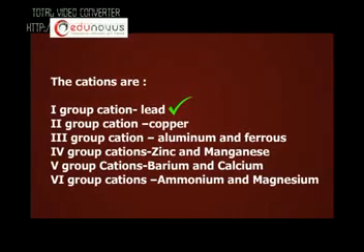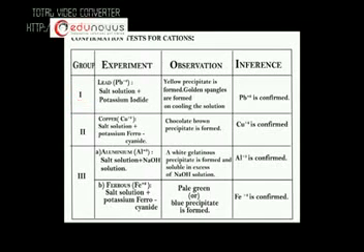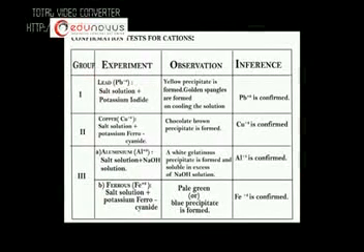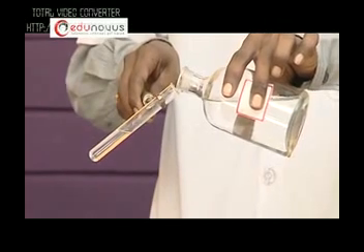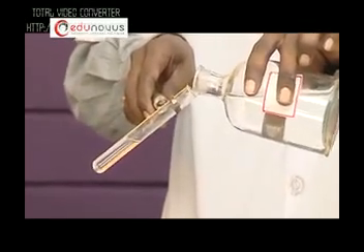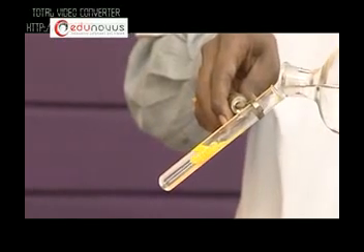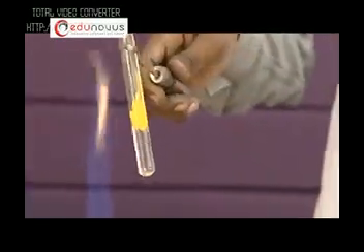Now, we need not perform the other group test on the given sample and we directly proceed to the confirmation test of the cation inferred in the group separation test. Confirmation test of lead. Salt solution plus potassium iodide solution. To the original salt solution, we add potassium iodide solution. A yellow precipitate is formed and we heat it gently.